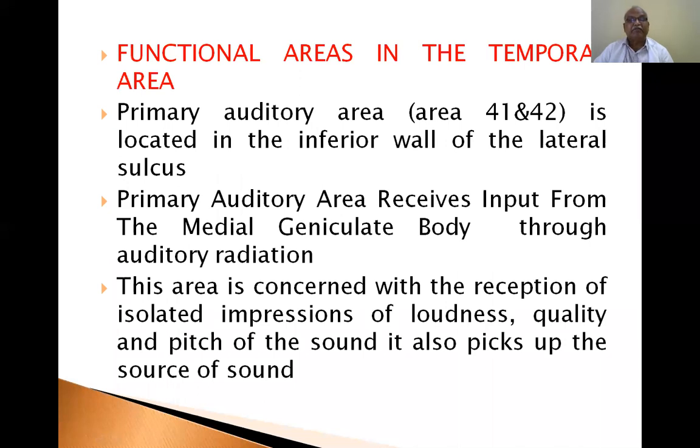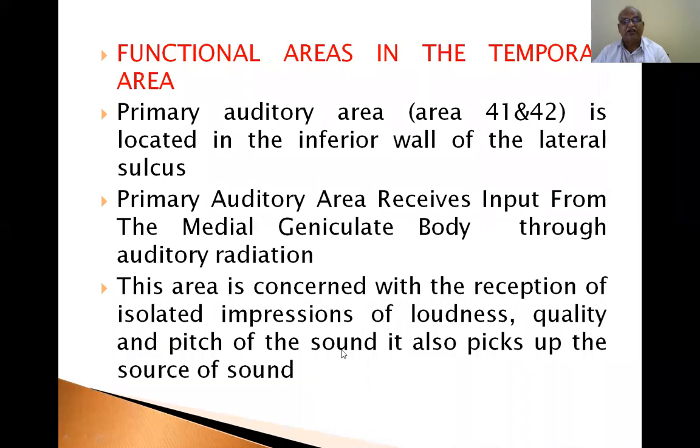Functional areas in the temporal lobe. Primary auditory area, areas 41 and 42, is located in the inferior wall of the lateral sulcus. Primary auditory area receives input from the medial geniculate body through auditory radiation. This area is concerned with the reception of isolated impressions of loudness, quality, and pitch of the sound.